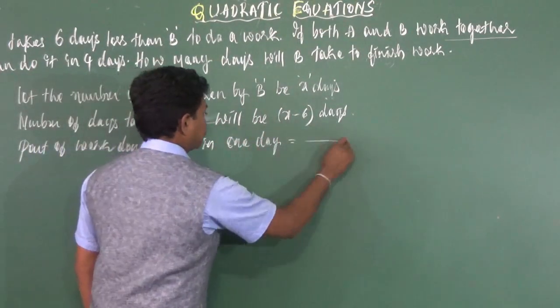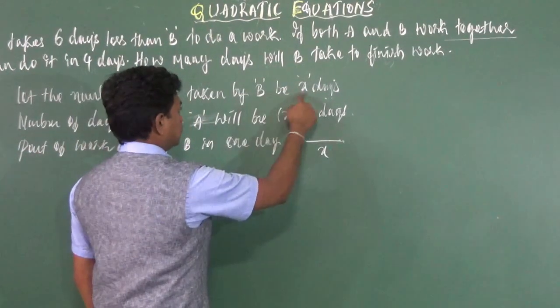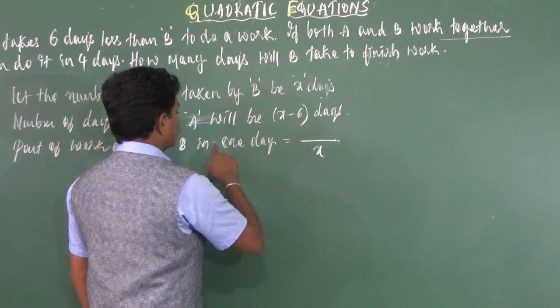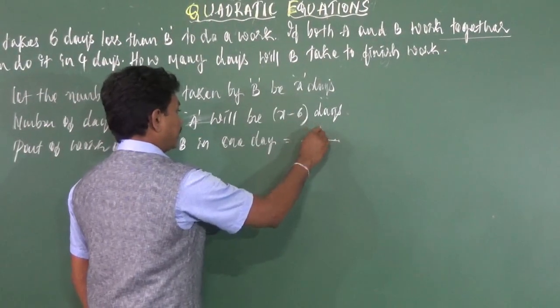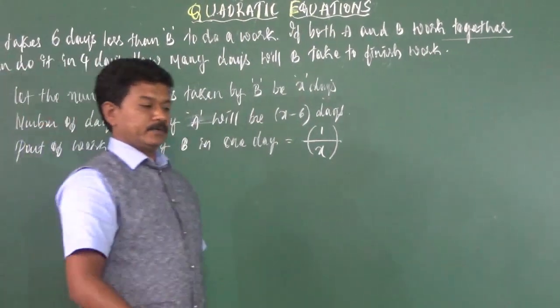So how many days is B going to take to complete the work? It is X days. In X days B is going to complete the work. So in 1 day he is going to complete 1 by X part of the work. Very simple.